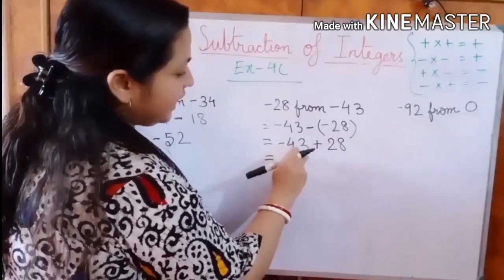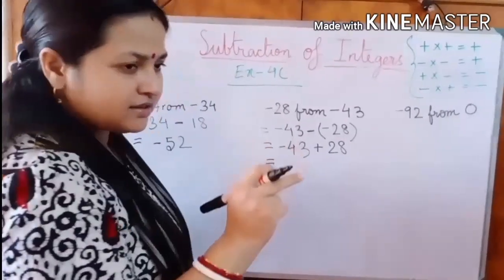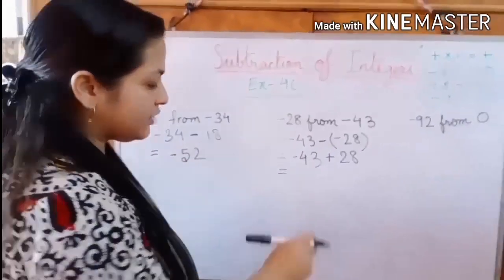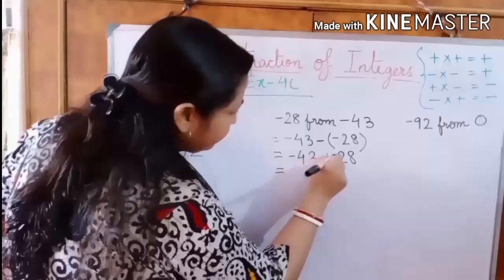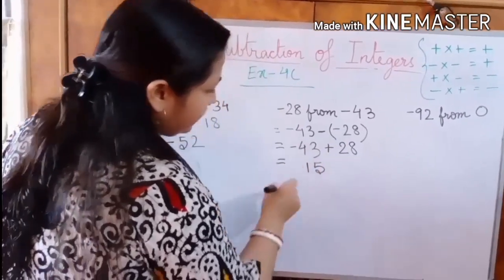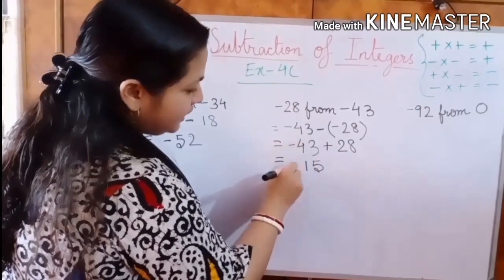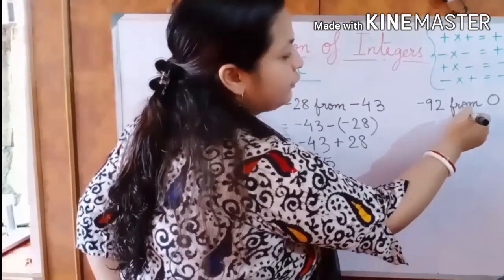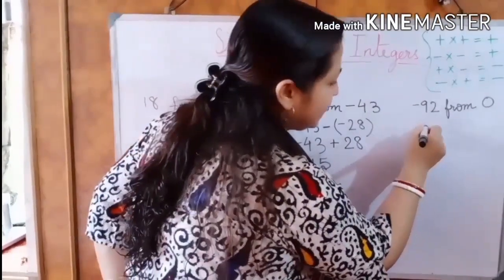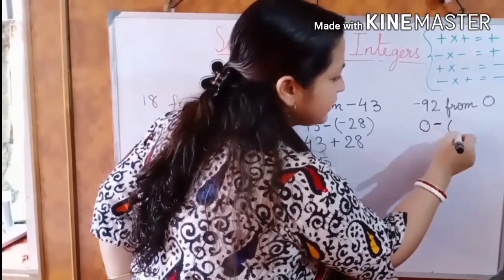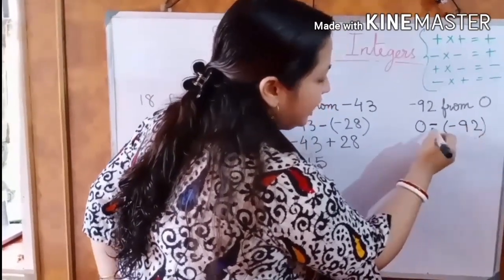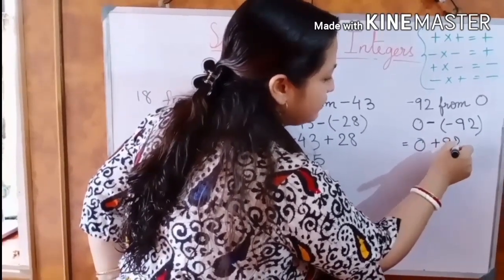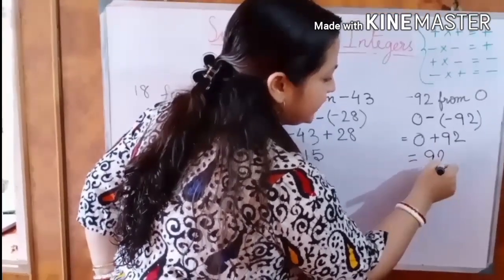Now see, they are having different signs. So what is the rule? We have learned the rule. When both the integers are having different sign, we do the subtraction. So 43 minus 28 is 15. And what is the sign of the bigger number? It is minus. So minus 15. Come to this one. Minus 92 from 0. So it will be written as 0 minus 92. Again minus into minus. What happens? It becomes plus. And 0 plus 92 is always 92.